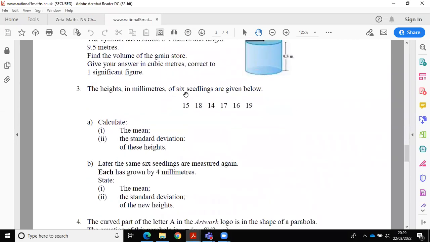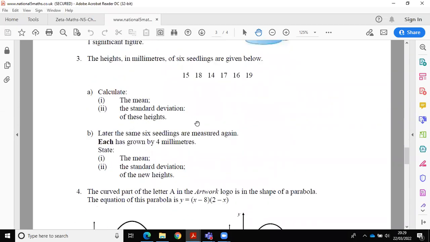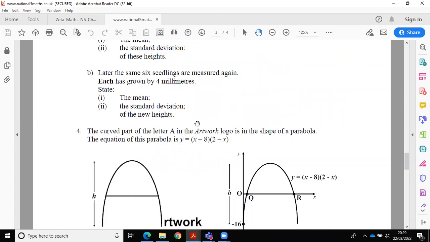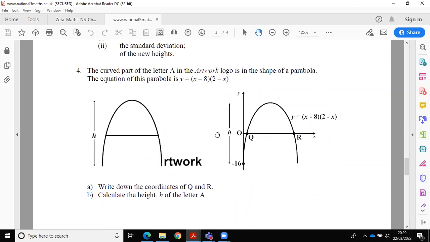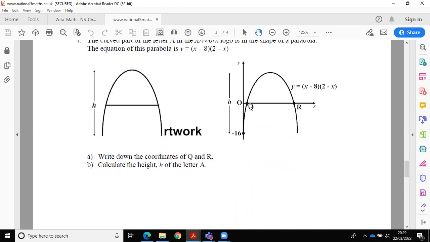Question 2 is volume, do that. Question 3 is standard deviation, you need that. Question 4 is the quadratics. They've just put it into a wee story. All you're looking to find out is where your roots are, and calculate the height of letter A. That height is just your turning point. So where is your turning point? That is the height of that letter.